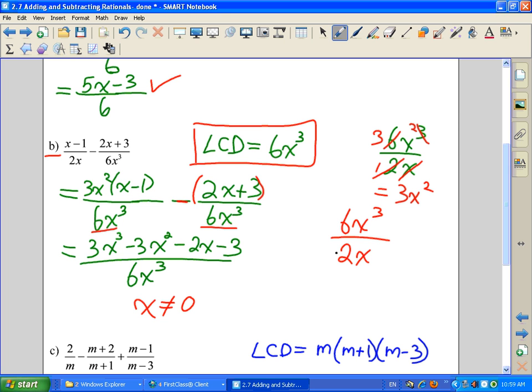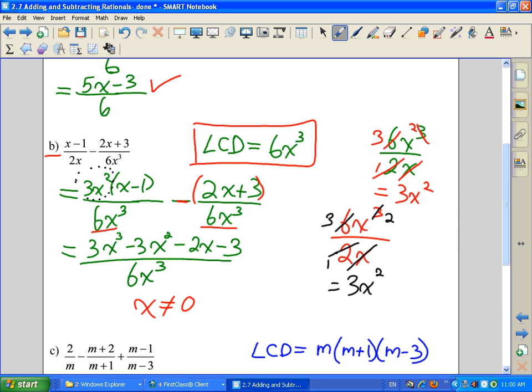So let's cancel out. 2 goes into 2 once, 2 goes into 6 3 times, and then when you use your exponent laws, you know that it's going to be x squared. So you're actually going to multiply by 3x squared to arrive at a common denominator. So again, that's where your 3x squared comes from, and you multiply it by the original numerator.